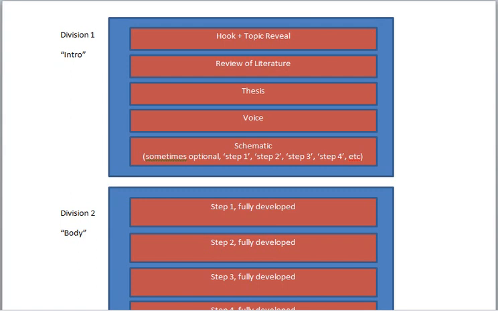show you two examples of the schematic from actual journal articles, and that will be located in another folder in our class's Blackboard site. But we've been talking about these, and in your conferencing, I've asked you to come with, to this point, the second conference was on the hook and the topic and the review of literature. We'll have a third one on the thesis, voice, and schematic section.